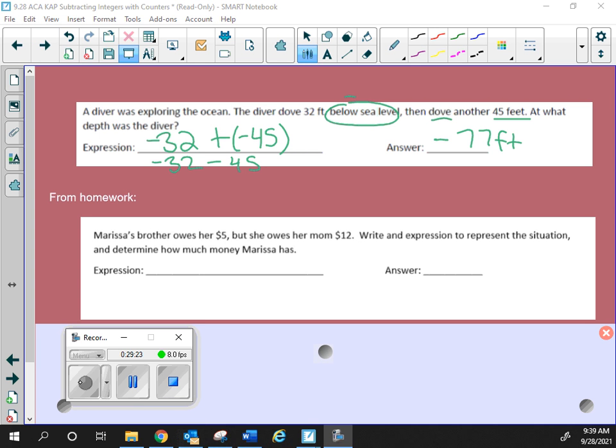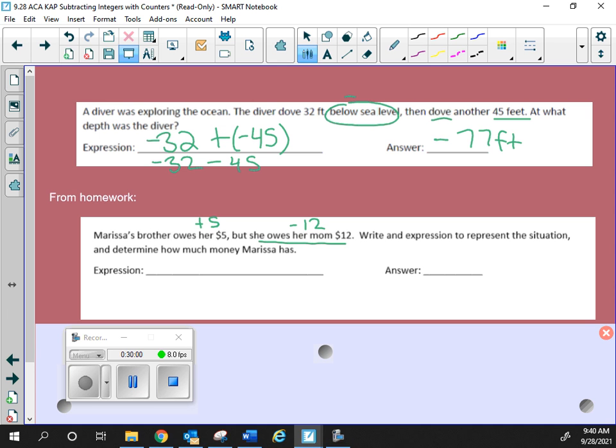All right, Marissa's brother owes her $5, but she owes her mom $12. Okay, I'm pretending I'm Marissa. If my brother owes me $5, is that positive or negative? It's positive. So you have to read the whole situation. Some of y'all, especially with CAP, like to zoom. Read. So that's going to be a +5, but she owes her mom $12. In that case, it would be a -12. Write an expression to represent the situation and determine how much money Marissa has.